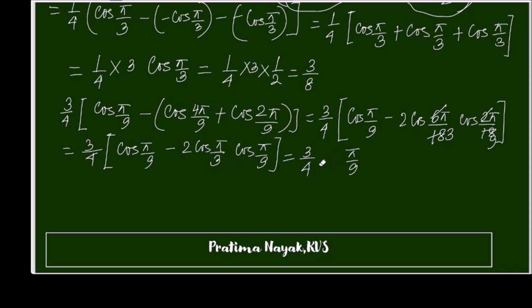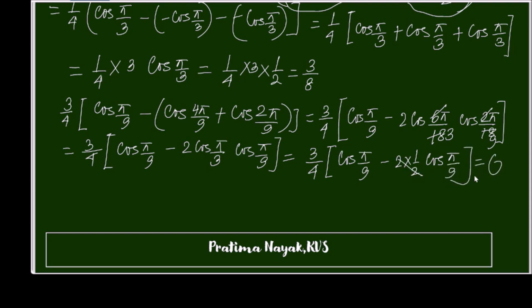Sorry, I am making it lengthy. 3 by 4 into cos pi by 9 minus 2 into pi by 3 is 1 by 2 and cos pi by 9. So cos pi by 9 minus cos pi by 9, it will be 0. So second term is 0.